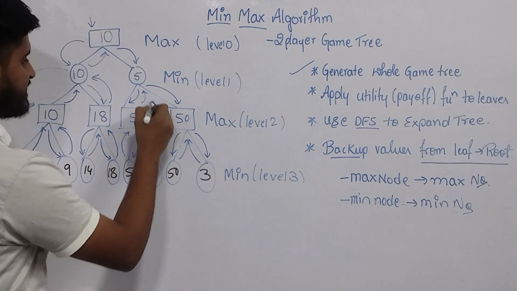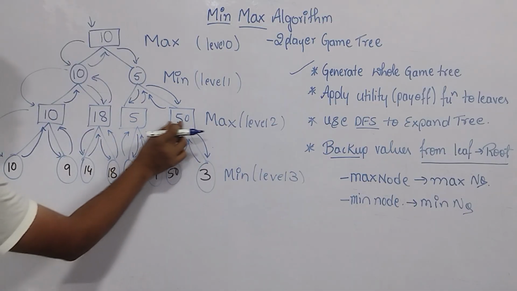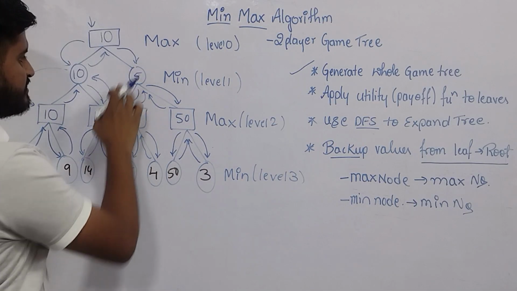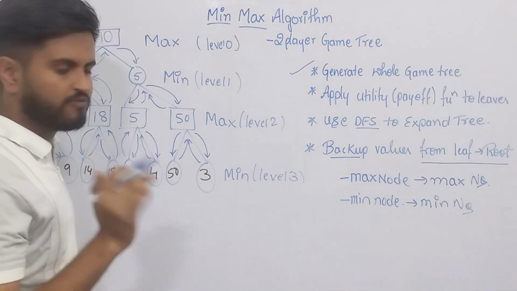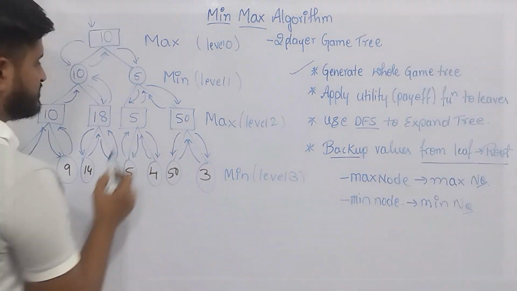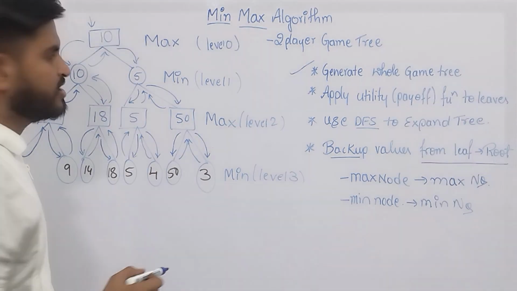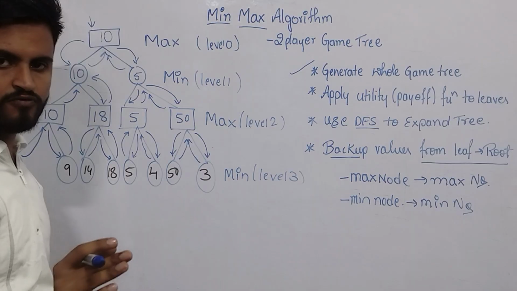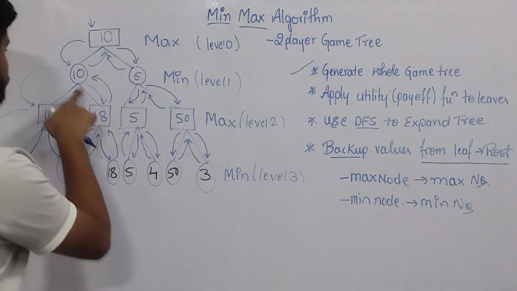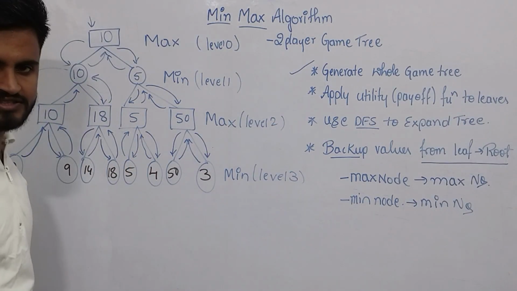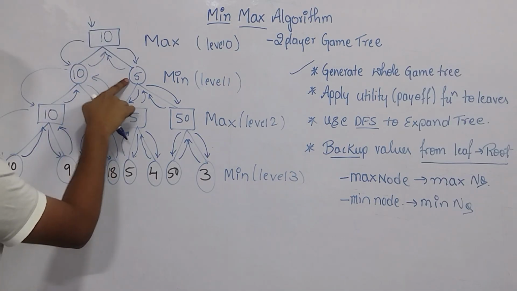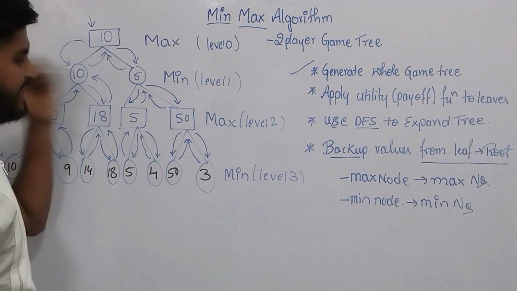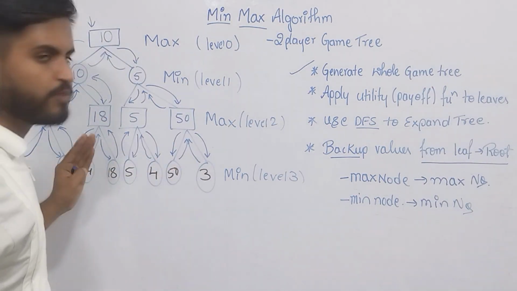Now if you see, it will backtrack again. We are having 5 and 50 as the children of this minimum node. Since it is a minimum node, it can take the minimum value. Among 5 and 50, which is the minimum value? 5. Next it will backtrack again. So this node can take the maximum value from its children. So if you see, 10 and 5 are its children, which is the maximum value? 10 or 5? 10 is the maximum value. So it took the value as 10. So this completes the problem.